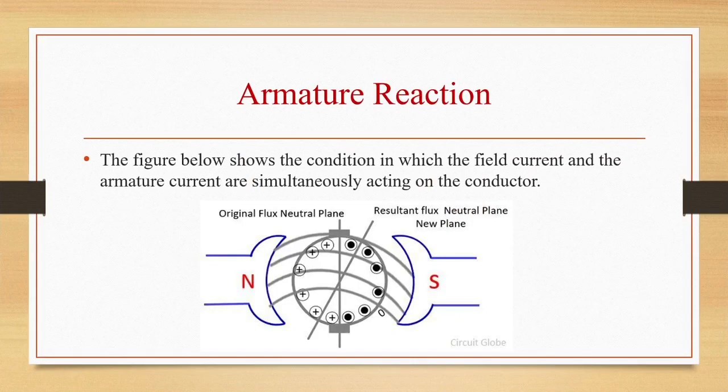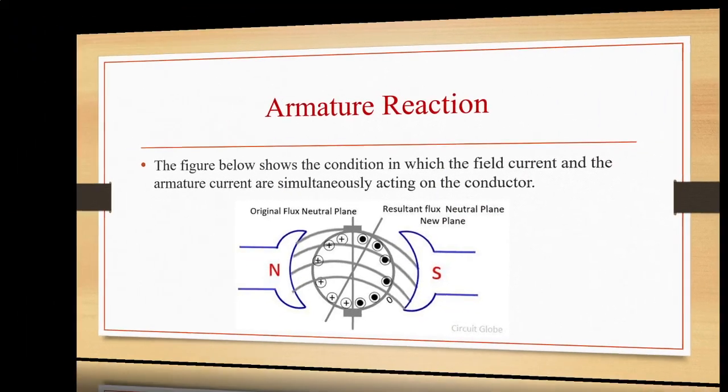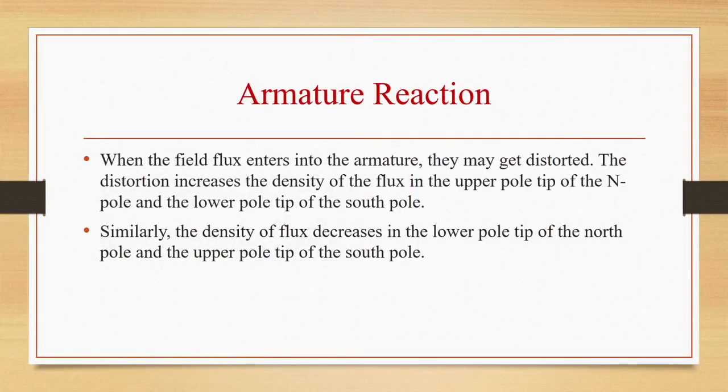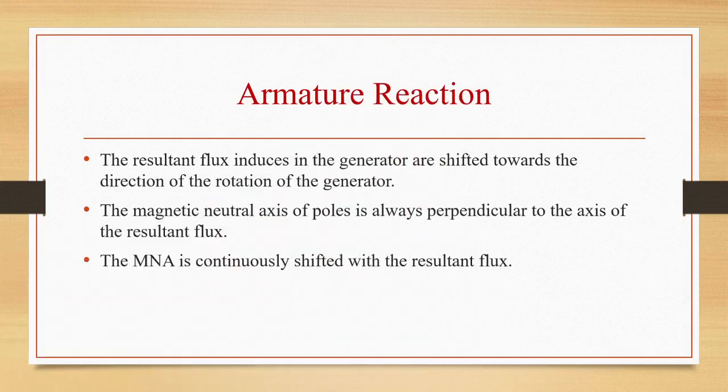So phi r is the resultant flux, which is a vector addition of armature flux and main flux. When the field flux enters into the armature, it may get distorted. The distortion increases the density of the flux in the upper pole tip of the north pole and the lower pole tip of the south pole. Similarly, density of flux decreases in the lower pole tip of the north pole and the upper pole tip of the south pole.